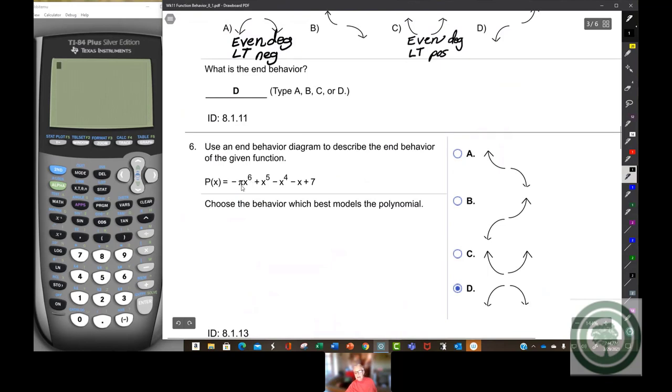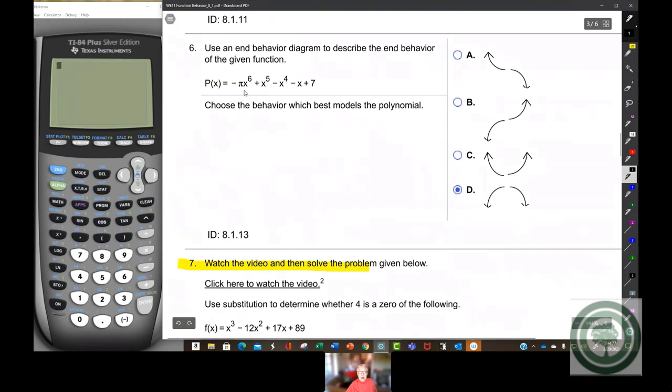Look at that. Isn't that ugly? But it's not a problem when we're talking about end behavior. You don't need to know what it looks like except out at the ends.